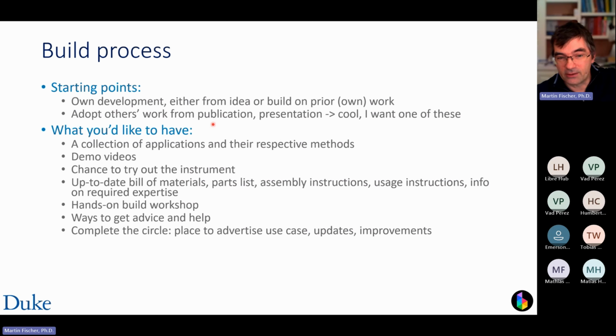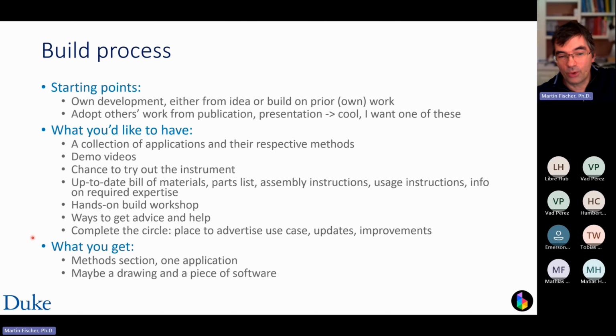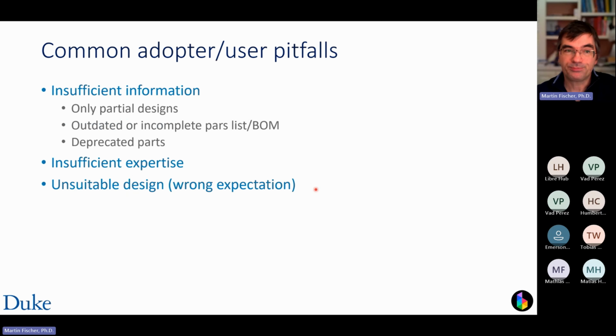What do you actually get in practice? Most of the time you get a method section of a paper. They're very short. They're just the basics, the most necessary information. You get this one application, the paper, and if you're lucky, you call up the PI, you send an email. The PI sends you maybe a drawing or a piece of software that might or might not work, and then you're on your own. Then off you go. So that's tough. That's really rough, right?